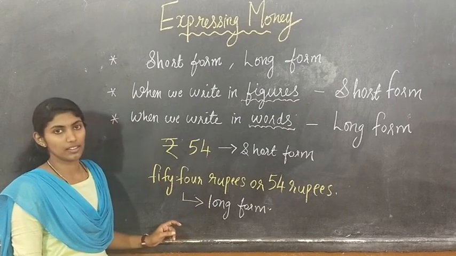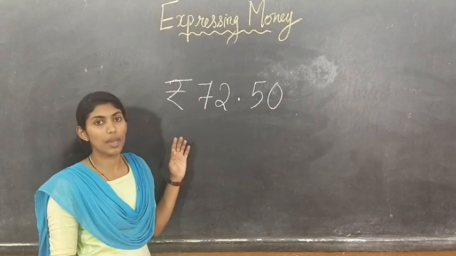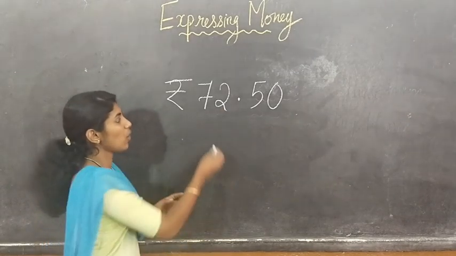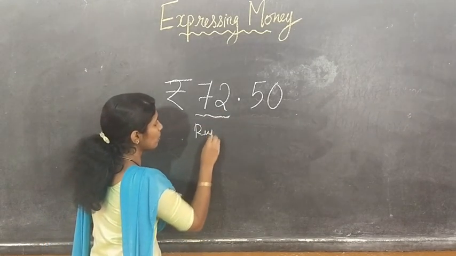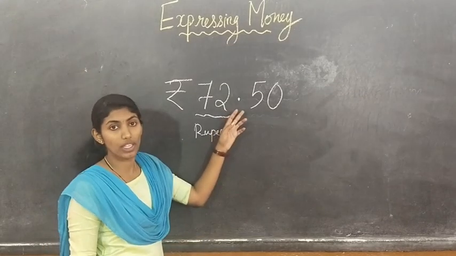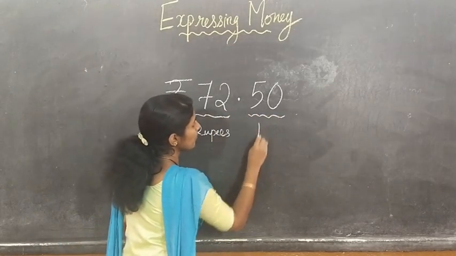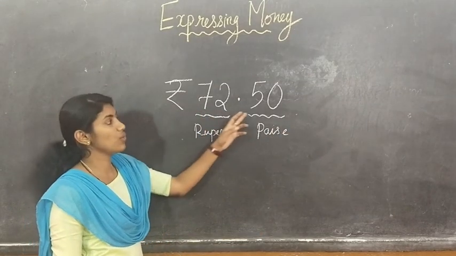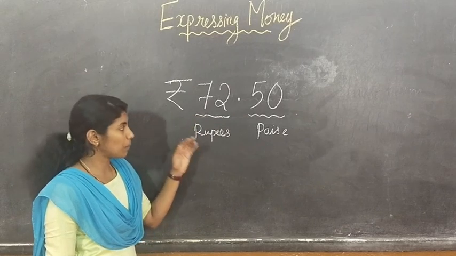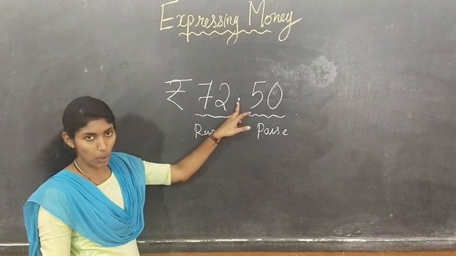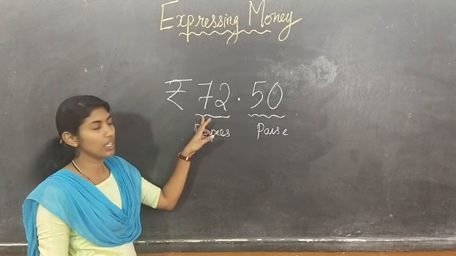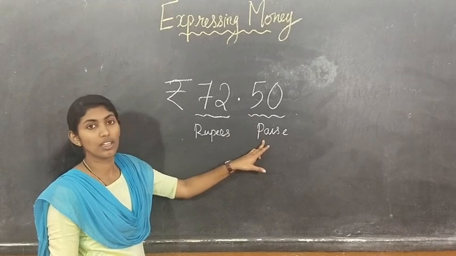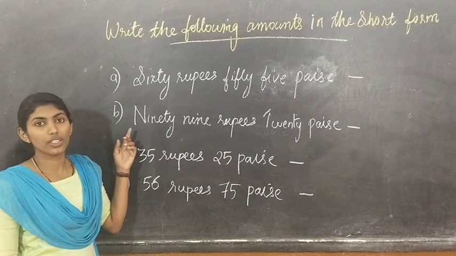Clear? In the short form, rupees and paise are separated by a dot. The number on the left side of the dot denotes rupees, and the number on the right side of the dot denotes paise. So this can be written as 72 rupees 50 paise. Clear?